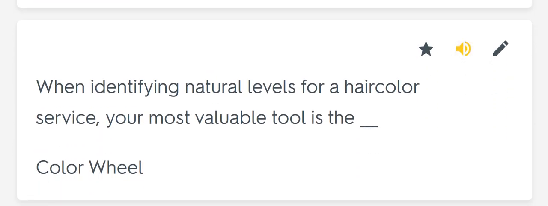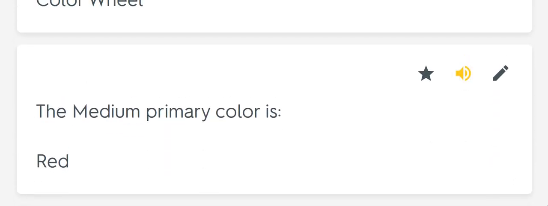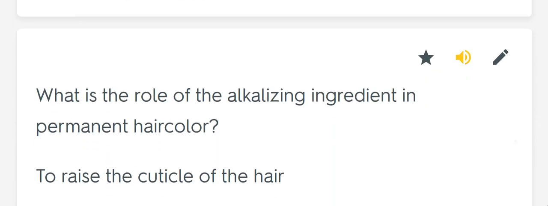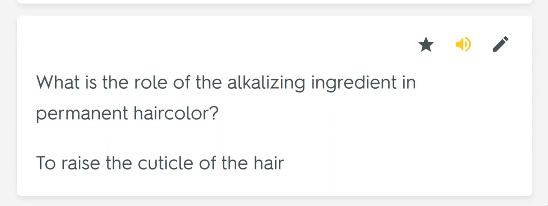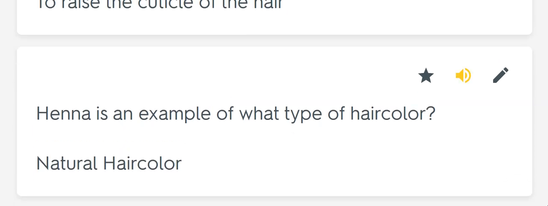When identifying natural levels for a hair color service, your most valuable tool is the color wheel. The medium primary color is red. Which type of color adds subtle color results? Semi-permanent color. What is the role of the alkalizing ingredient in permanent hair color? To raise the cuticle of the hair. Henna is an example of what type of hair color? Natural hair color.